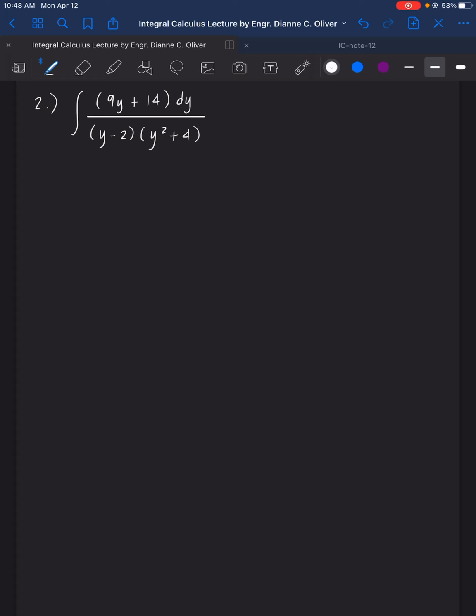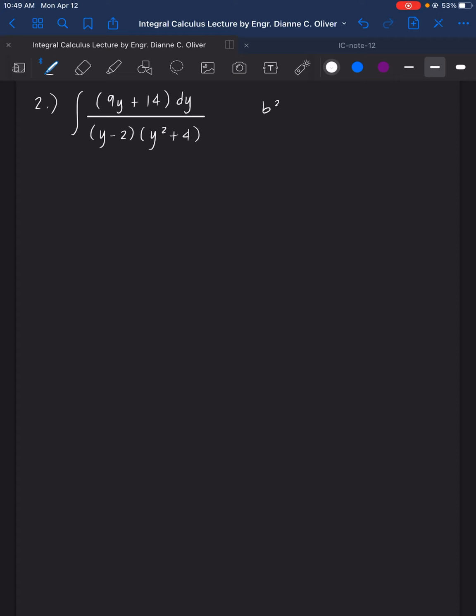Okay, so let's have number 2. We have here the integral of (9y + 14) dy all over (y - 2)(y² + 4). So we can have the linear factor here, but first, since we are seeing a quadratic, we will test if we will use method C, quadratic factors. So let's test it first.